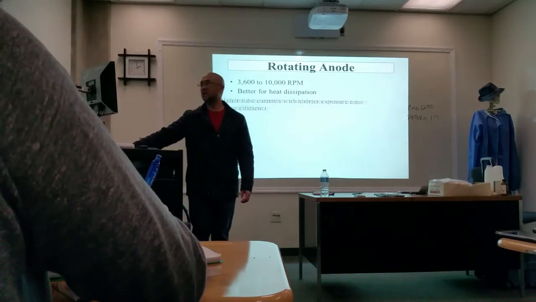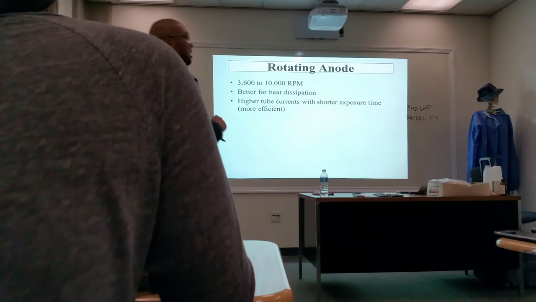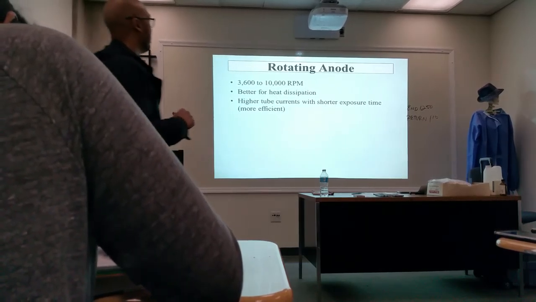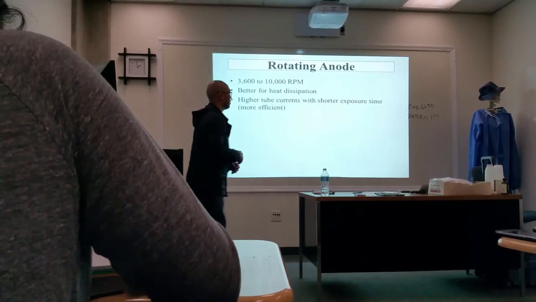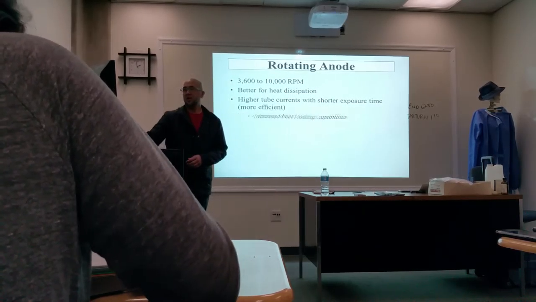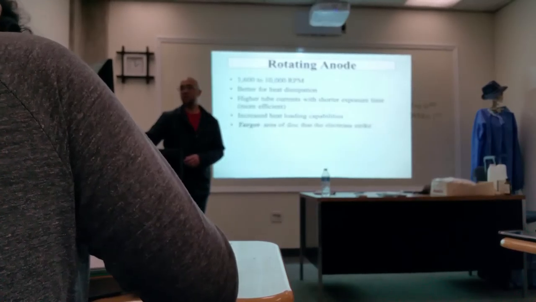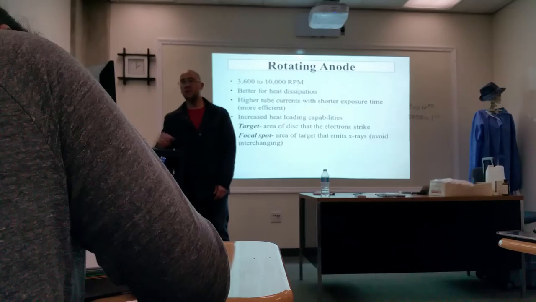Okay, so the rotating anode spins 3,600 to 10,000 revolutions per minute. It is good for heat dissipation, and you can have higher tube currents with short exposure times. It has increased heat loading capabilities, again, because it's spinning, okay?